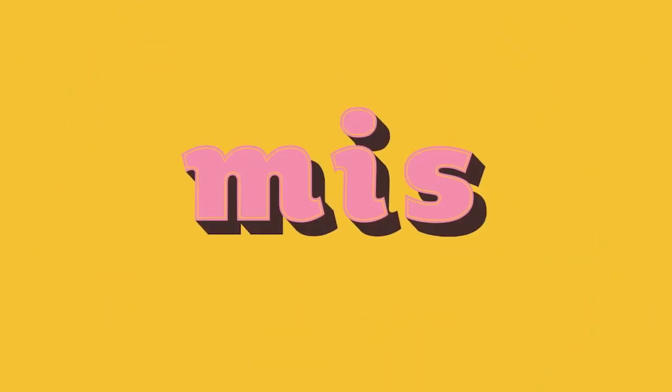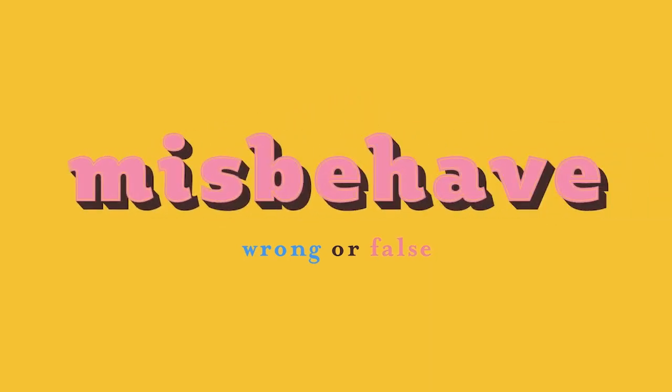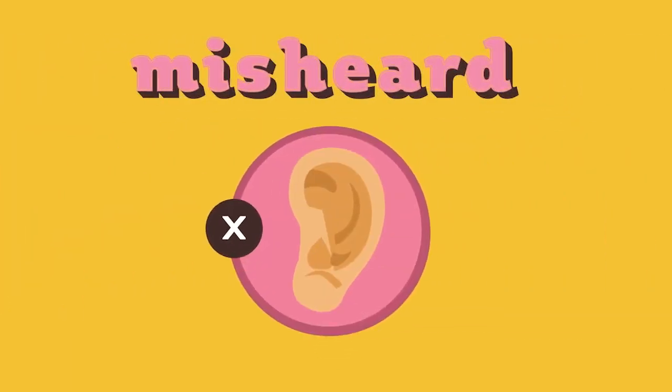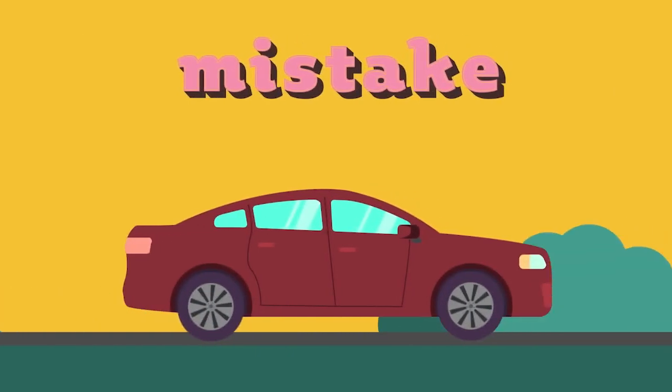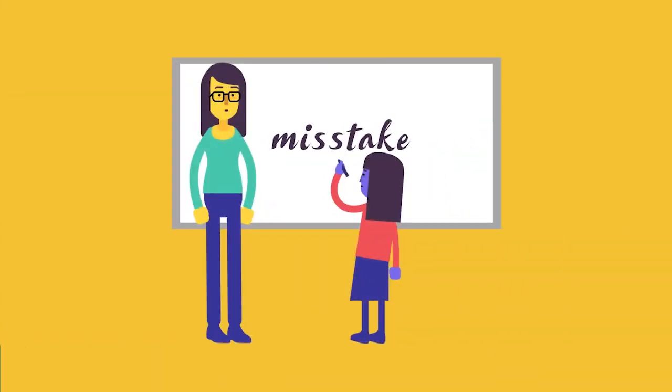The prefix miss means wrong or false. For example, misbehave, misheard, or mistake. Would miss miss the second S of mistake if a child got rid of it? Not at all, as it would have been a mistake to include it in the first place.